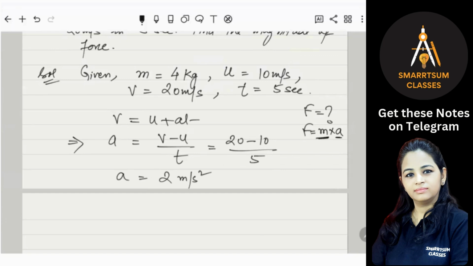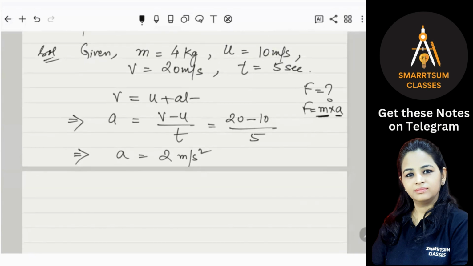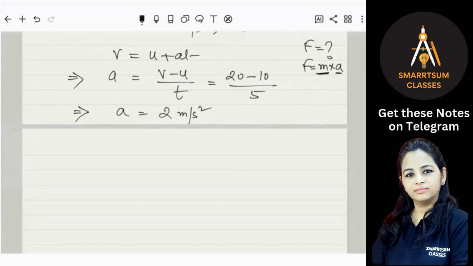So this is the acceleration, right? Because whenever there is a change in the velocity, there is an acceleration, right? So this is an accelerated motion, right? Now, what will be the magnitude of the force? Magnitude of force will be F is equal to m into a, according to Newton's second law, right?